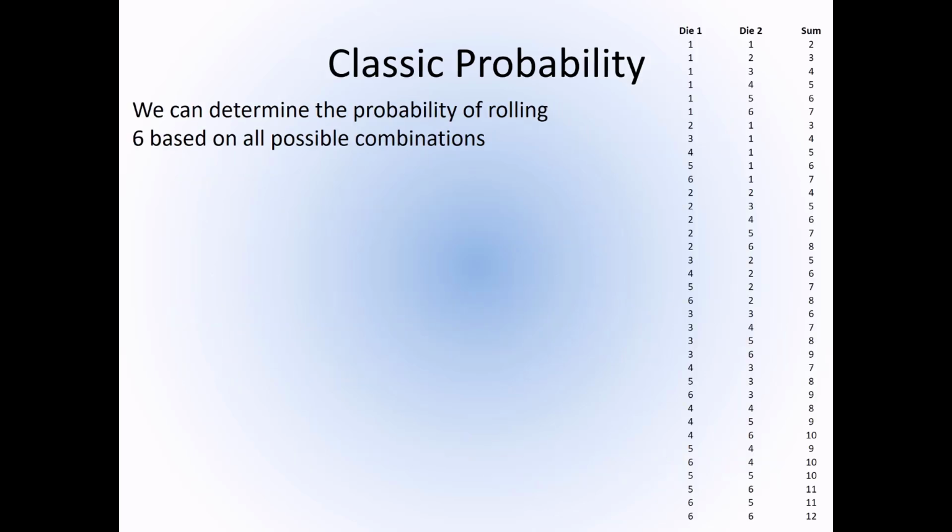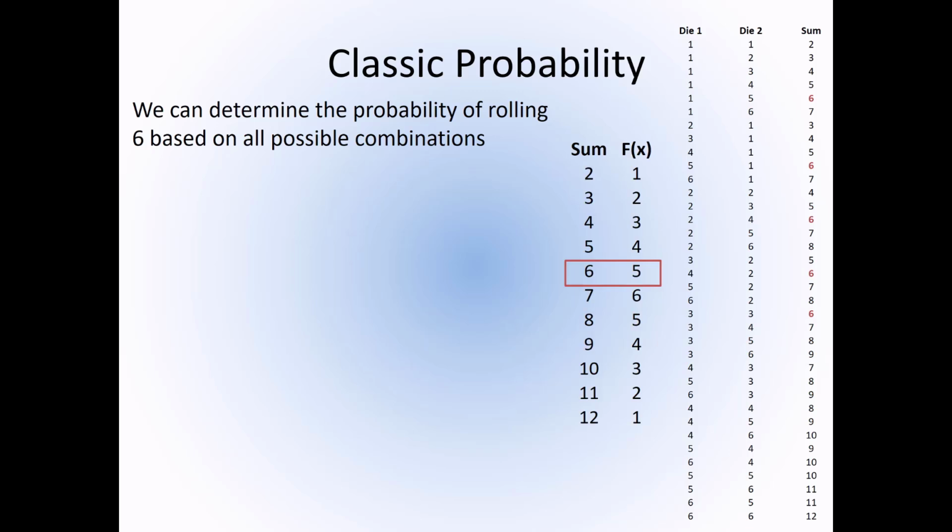Now we can compare this to classic probability, in which we're looking at all the possible combinations of dice rolls. 1 and 1, 1 and 2, 1 and 3, all the way down to 6 and 6. And then we can add up their sums, and we can then determine the frequency of occurrence of the event of interest. Again, we're interested in rolling 6. And we find that out of all the possible combinations, 5 of these combinations lead to us rolling a 6. And then we could compare this to the total number of events, total number of possibilities, 36.